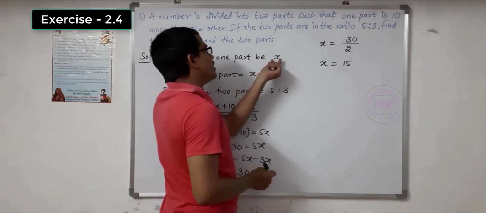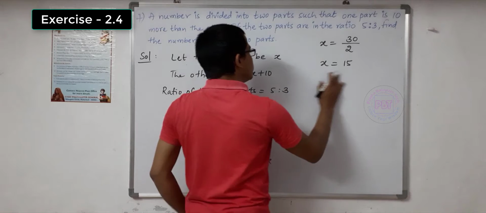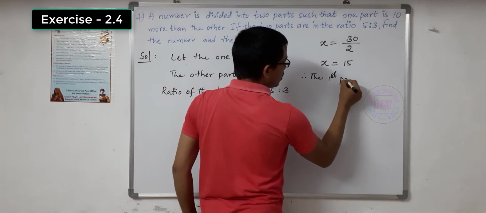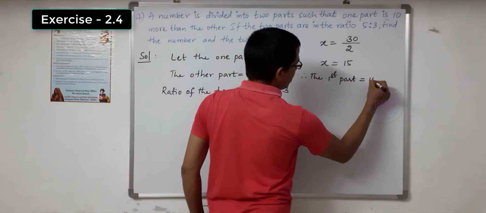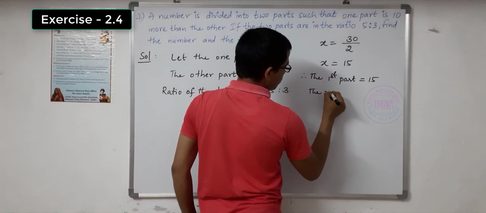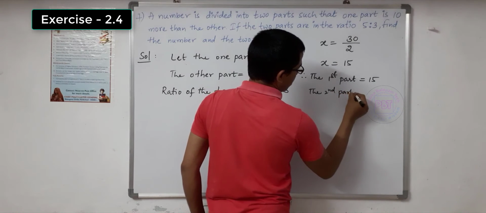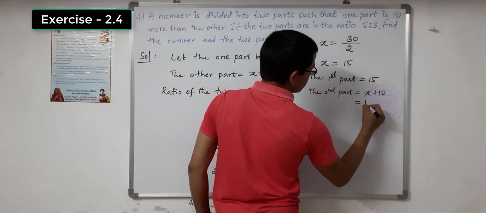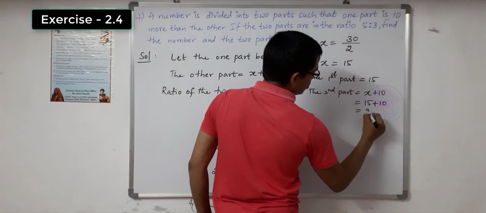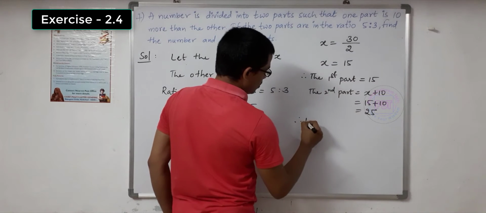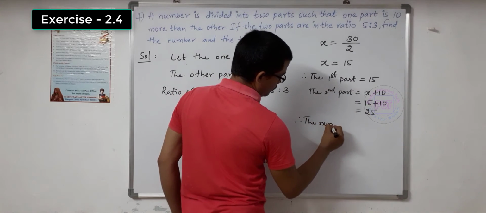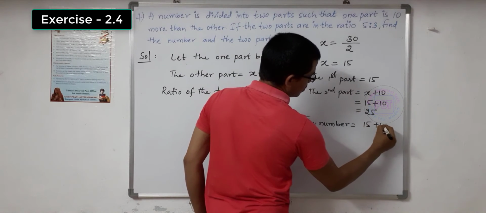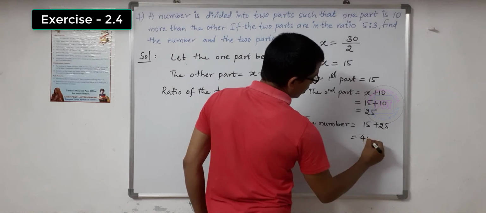Now the first part of the number is x. Therefore the first part equal to 15. The second part equal to x plus 10, which is 15 plus 10 is 25. Therefore the number equal to sum of the two parts, 15 plus 25, which is 40.